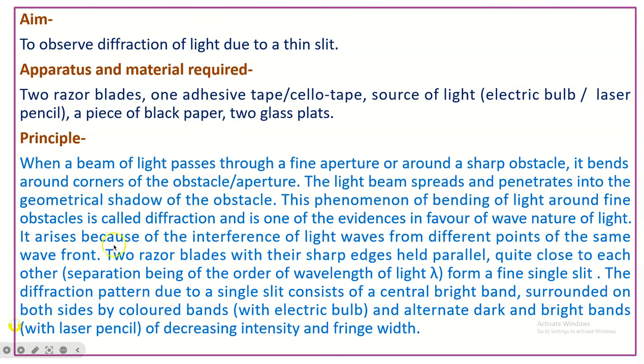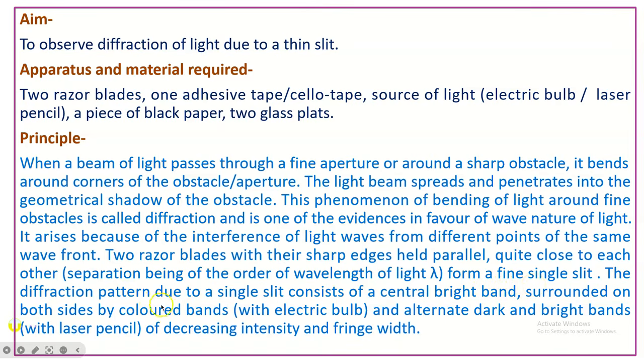It arises because of the interference of light waves from different points of the same wavefront. 2 razor blades with their sharp edges held parallel, quite close to each other, that is, separation being of the order of wavelength of light lambda, form a fine single slit.